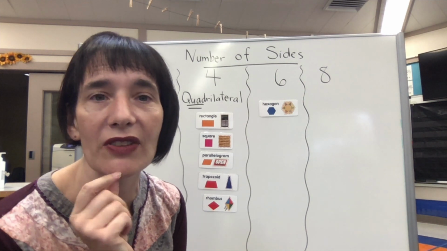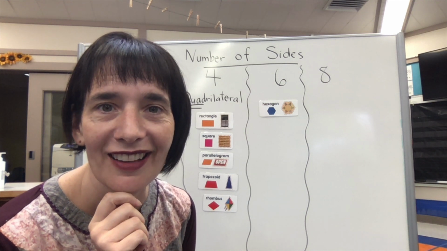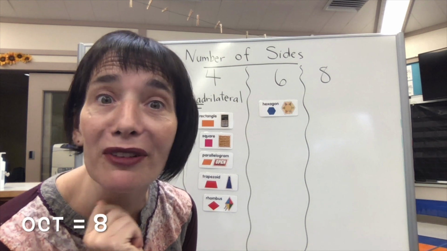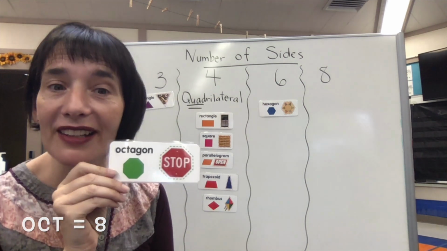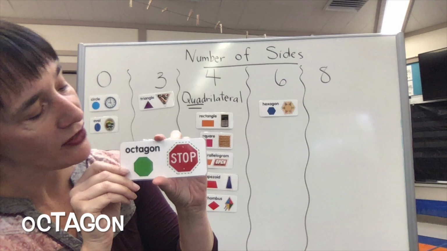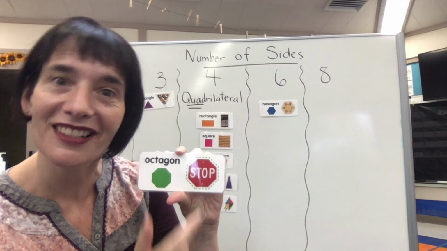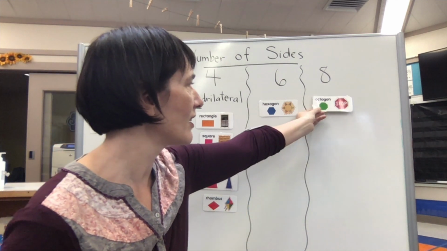What do you think that means? Think of an octopus. How many arms does an octopus have? Yeah, my favorite number, 8. So here it is, everyone, the octagon. The most famous octagon you see everywhere is a stop sign. Let's go ahead and put that on our chart.